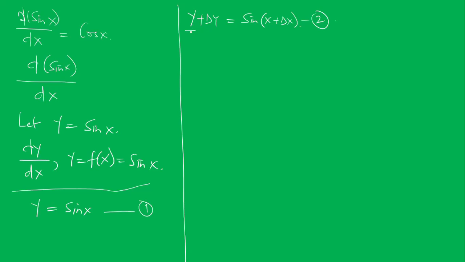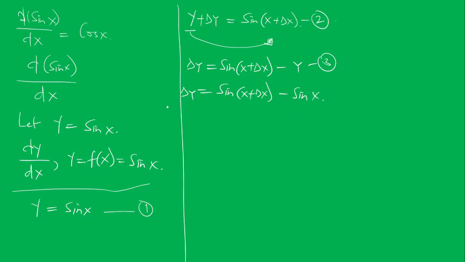Now if you move this y to this other side, you have delta y equal to sine x plus delta x minus y. Now substituting the value of y equal to sine x into this equation, let me call this equation 3, you will now have sine x plus delta x minus sine x.